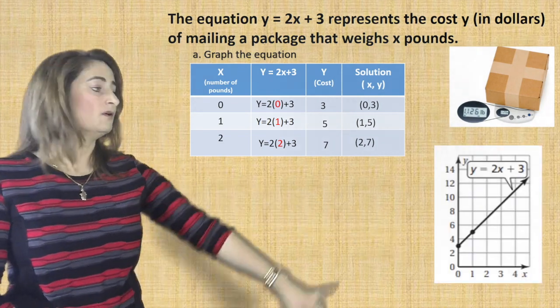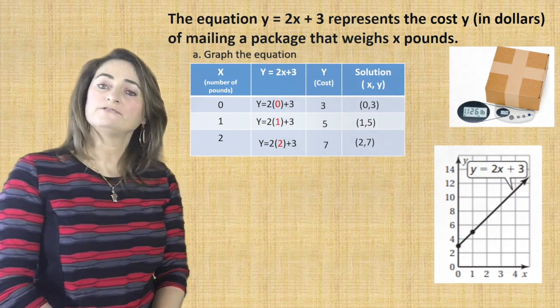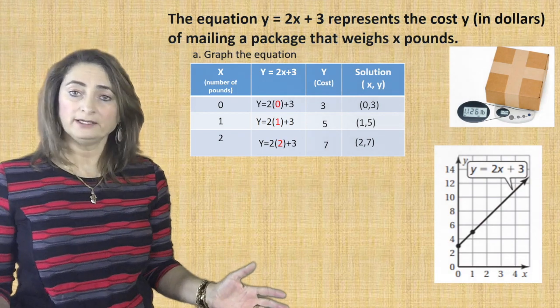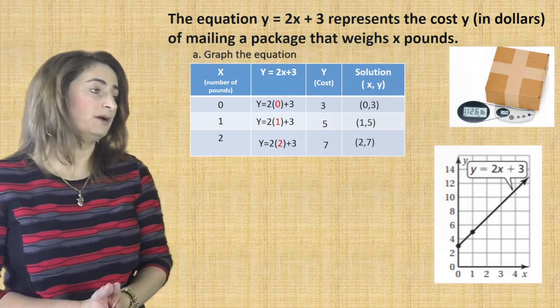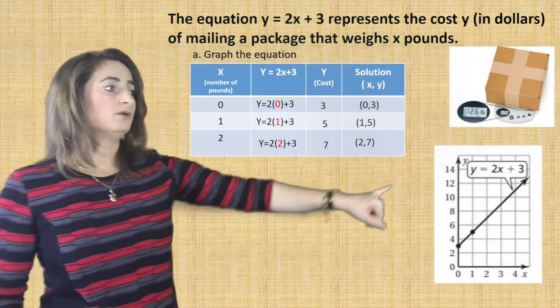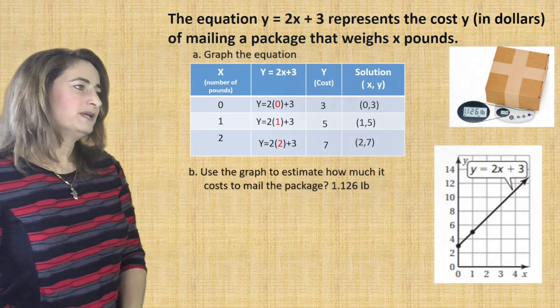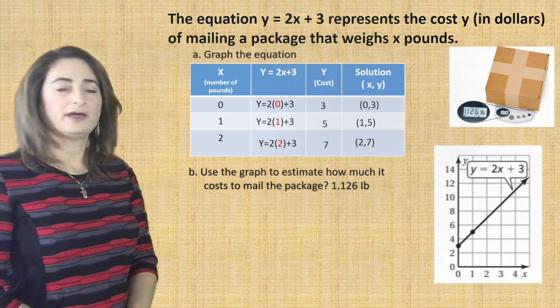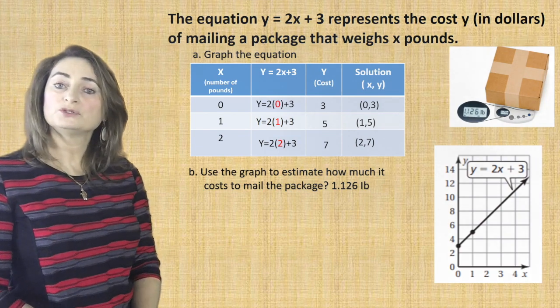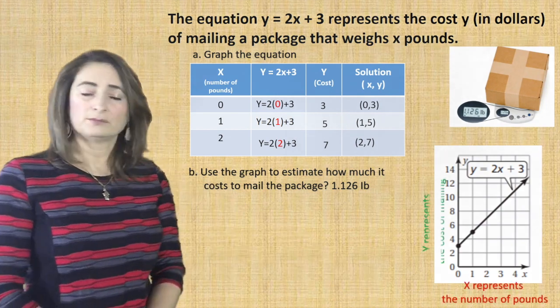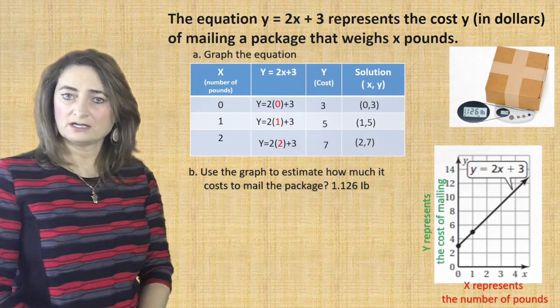Now let's graph it. Watch how I only use the first quadrant because we don't need any negative number, whether for the y or the x, the cost or the number of pounds. Watch how it made a line once you graph it. Use the graph to estimate how much it costs to mail the package if the package weighs 1.126 pounds. So what would I do? The x is the number of pounds. The y is the cost of mailing.